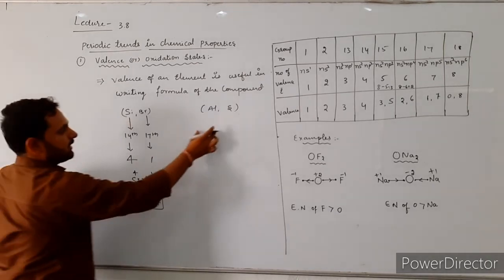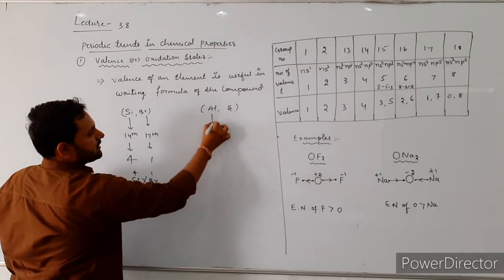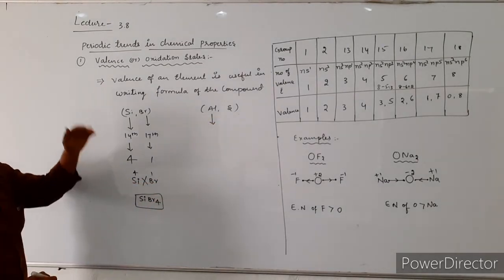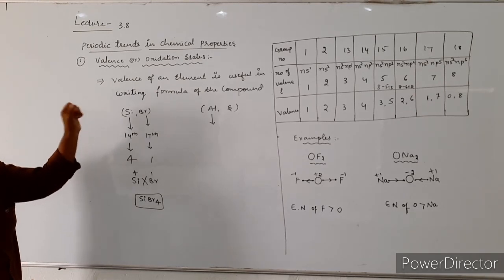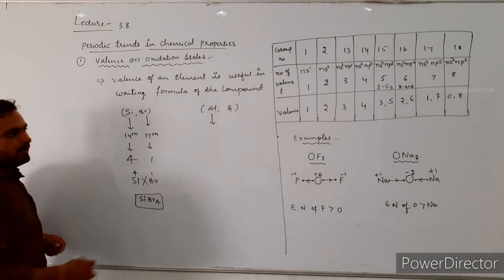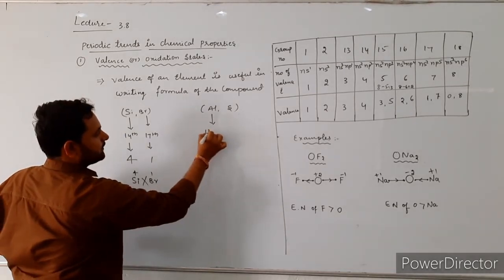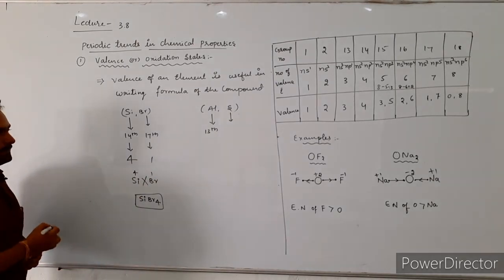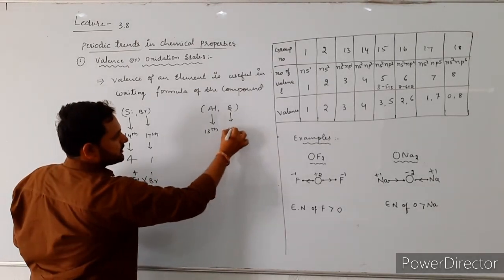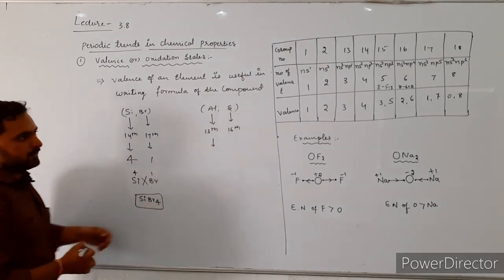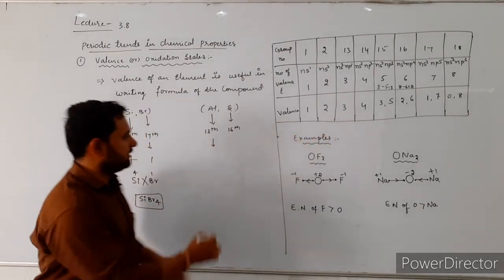Next, for this pair, aluminum belongs to which group? Boron, aluminum. Boron belongs to which group? Boron family. Aluminum comes in the boron family, right? Boron belongs to 13th group. Next, sulfur. It belongs to which group? It belongs to 16th group. Next, what is the valency of 13th group elements? 3.